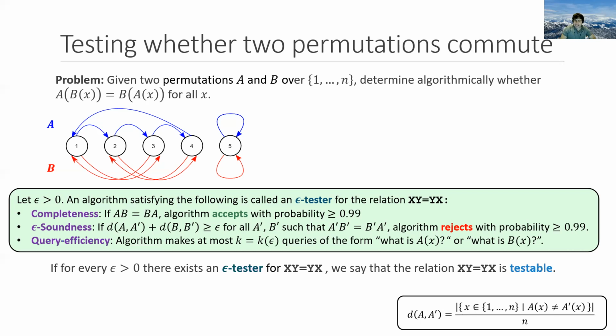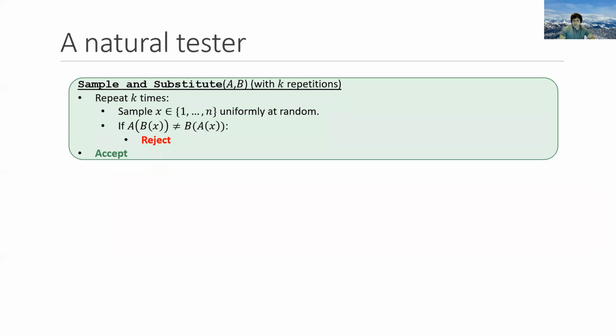So, is this relation xy equals yx actually testable? If you're trying to invent an algorithm to test whether two permutations commute, the following would probably be your first attempt. This algorithm, which we call sample and substitute, samples k vertices uniformly at random and checks that A and B commute on these k vertices. For a given vertex x, this can be done with 4 queries, since the algorithm only needs to query B of x, A of B of x, A of x, and B of A of x, and check whether A of B of x is equal to B of A of x. If A and B commute on all of the k sampled vertices, the algorithm accepts, otherwise it rejects.